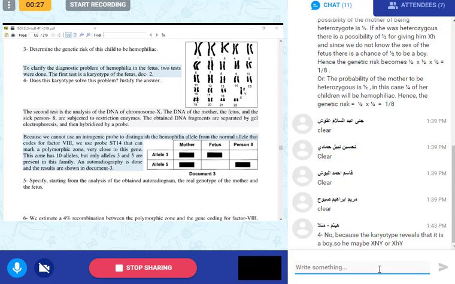Okay. Continue Jana, let's do the next test. Because we cannot use, the second test, the second test. You skip it. Oh, okay. The second test is the analysis of the DNA of chromosome X. The DNA of the mother, the fetus, the sick person 8 are subjected to restriction enzyme.